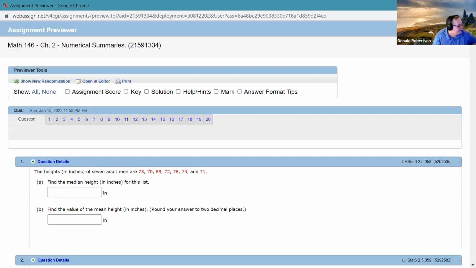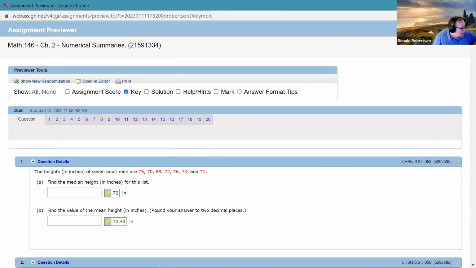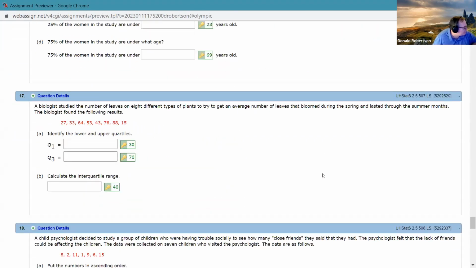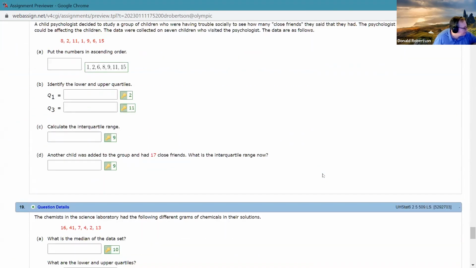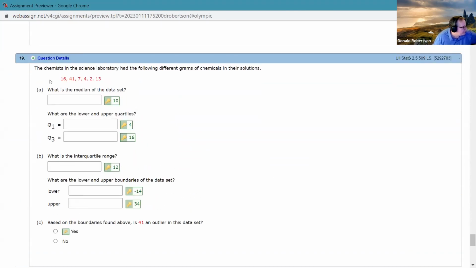Since that would take a fair amount of time, I'm just going to put in the key so that we can use the numbers for this question. WebAssign randomizes the question, so the chances are you won't get the same numbers anyway, so it won't matter too much. Let's see if I can find that question. Yes, I think it's this one. So for this set of data, the median is 10. This is Q1, this is Q3. The interquartile range is what you get when you take one away from the other. What I would call the lower fence and the upper fence, they're going to call the lower boundary and the upper boundary. It's just a name.